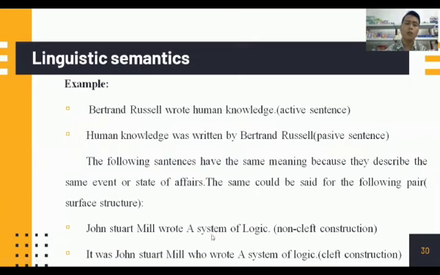Okay, what is the difference between a non-cleft and a cleft construction? A non-cleft construction means that it is a simple sentence or active sentence, and a cleft construction is also called a clause. This consists of a noun clause.